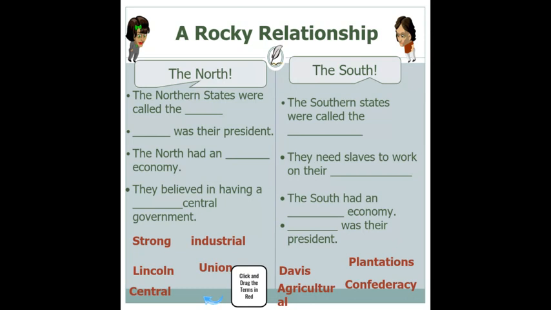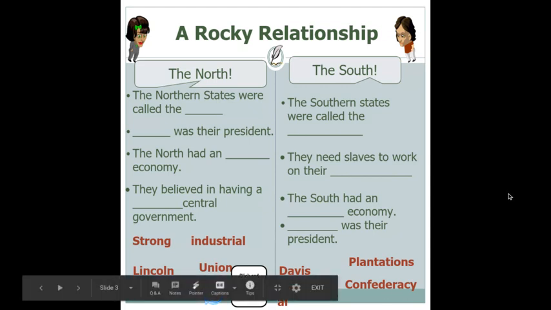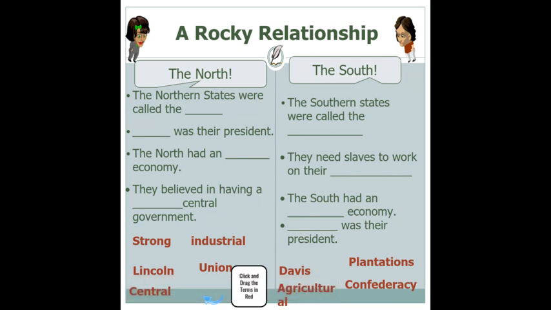In the South, the southern states were called the Confederates, or the Confederacy, or the Confederates of the United States. Obviously, there's only Confederacy down here, so make sure you click and drag that up to the correct box. They need slaves to work on their plantations. So slaves were considered a piece of property that they could use to do manual labor for them, such as cotton, tobacco, and any other thing you can find on a plantation.